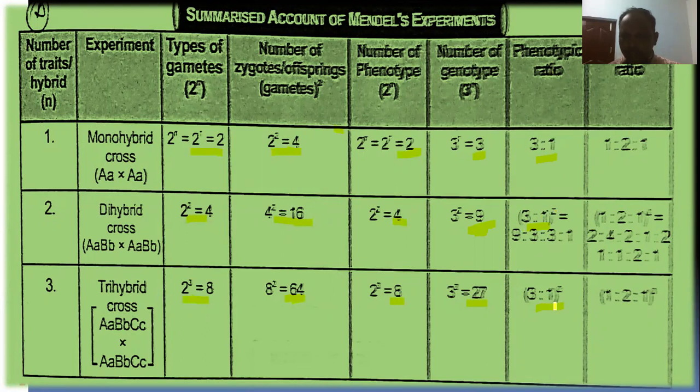Here 3:1 power 3 for trihybrid. The genotypic ratio is 1:2:1. In dihybrid, 1:2:1, 2:4:2, 1:2:1 we will get, right? So just 1:2:1 power 2, you have to put square. Here 1:2:1 power 3 we have to put. Okay, so this is a very important finding, which Mendel got through his hybridization experiment. Okay, be thorough in this particular area.